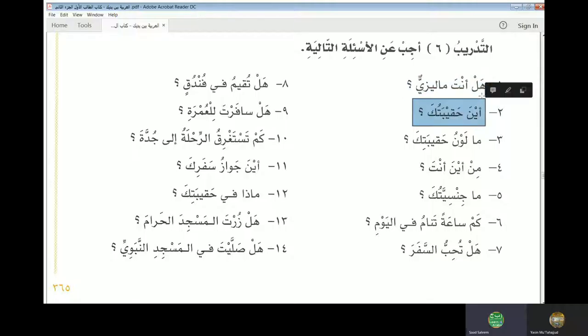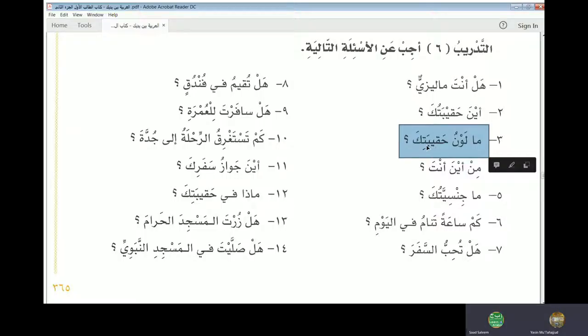Aina hakibatuka? La adri. Okay. Ma launu hakibatika? لونه أحمر. أحمر. حقيبة is a feminine word. لونها أخضر. أخضر. Okay. لونها أخضر.